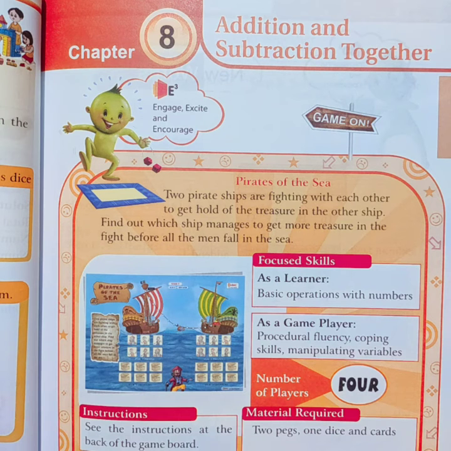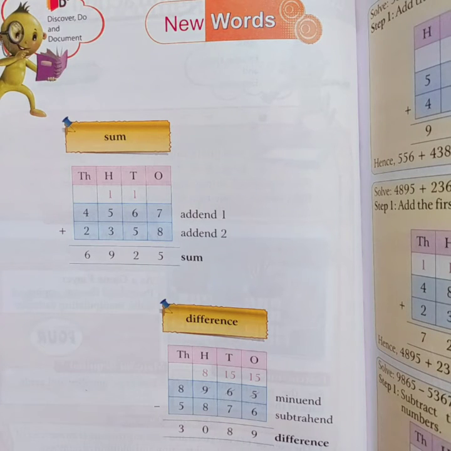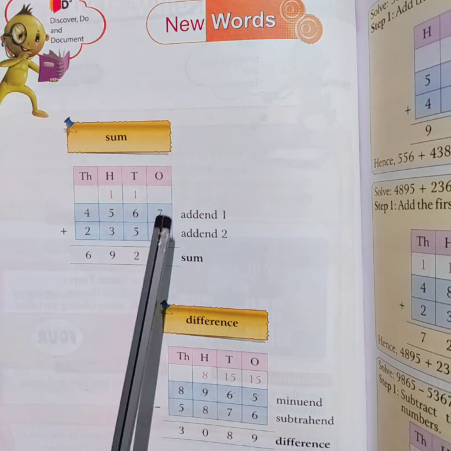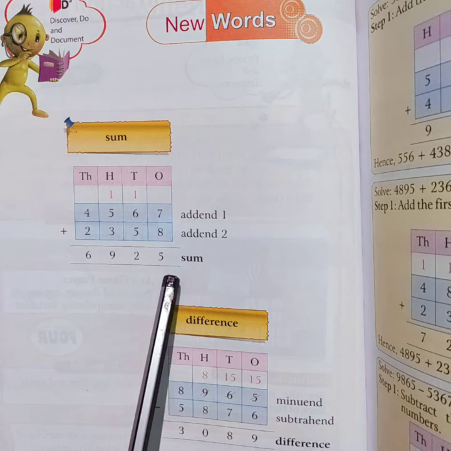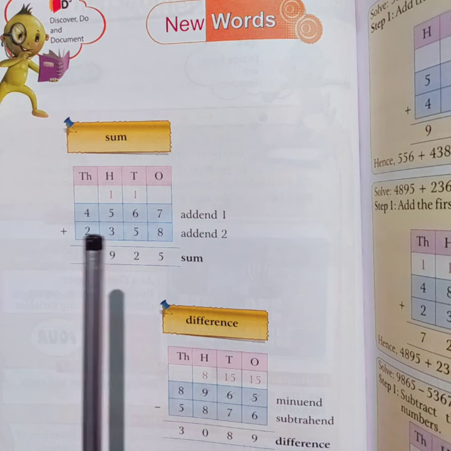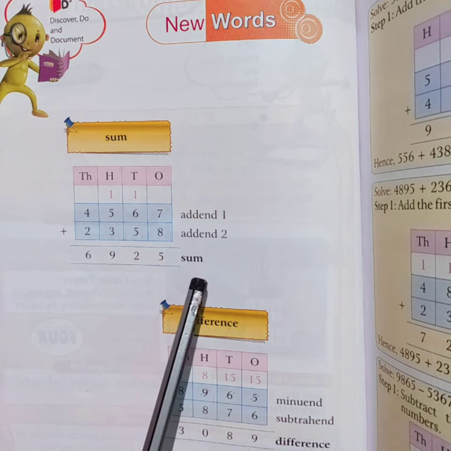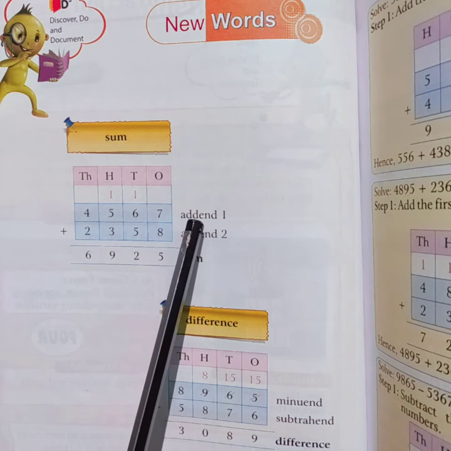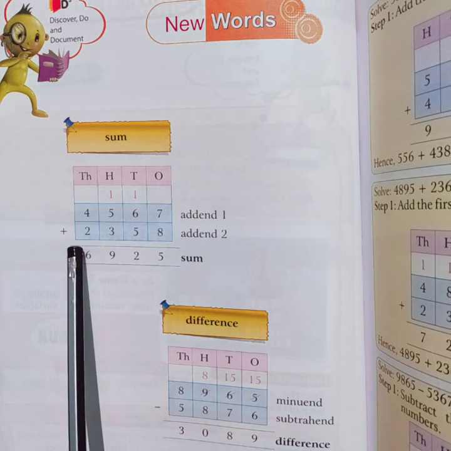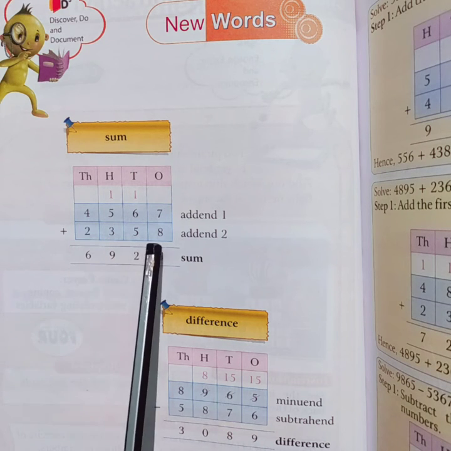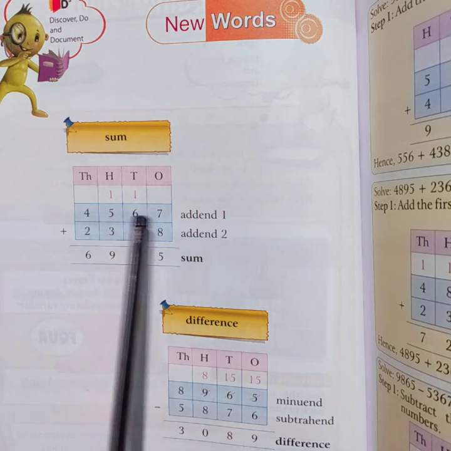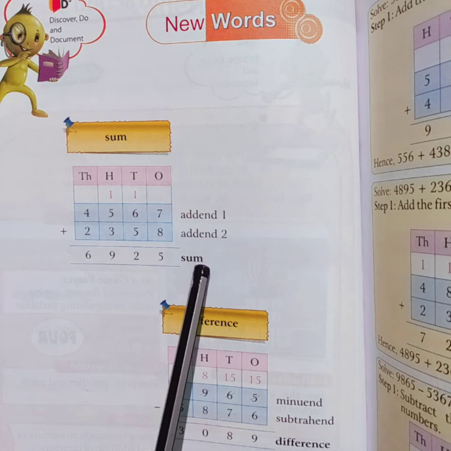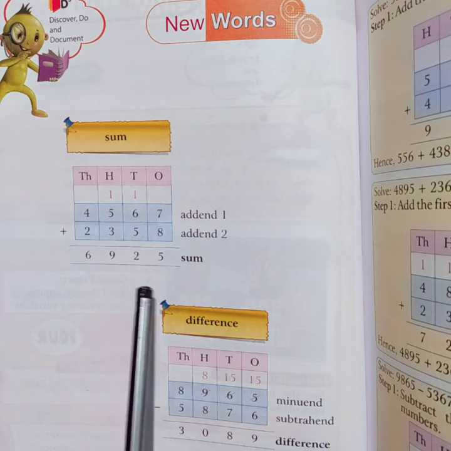Okay. Let's see. So children, before that we have to know the new words of this chapter. Sum means the result of these two numbers is known as sum. While we are adding, we will get one result. That result is known as sum. So the first number 4567 is called addend 1. The second number 2358 is called addend 2. So this is addend 1 and this is addend 2. The result of these two numbers is known as sum.